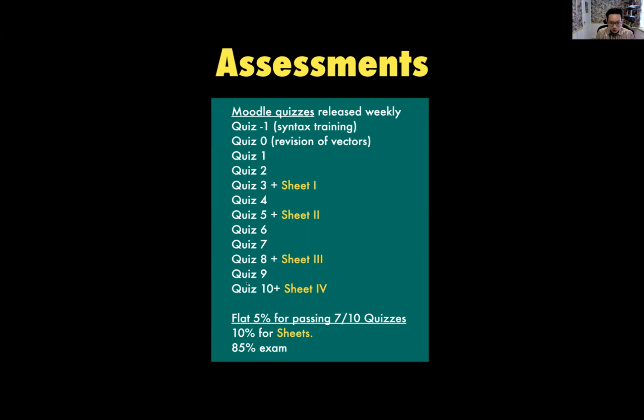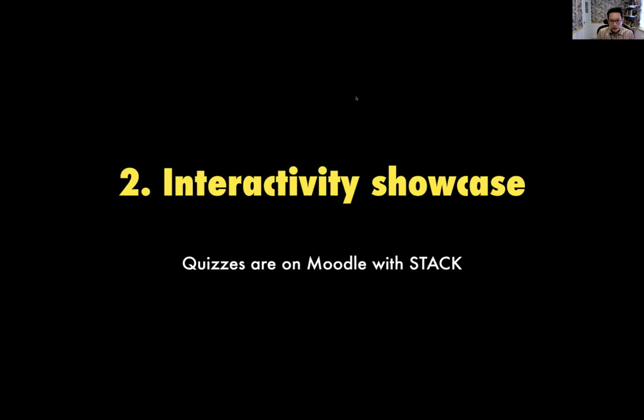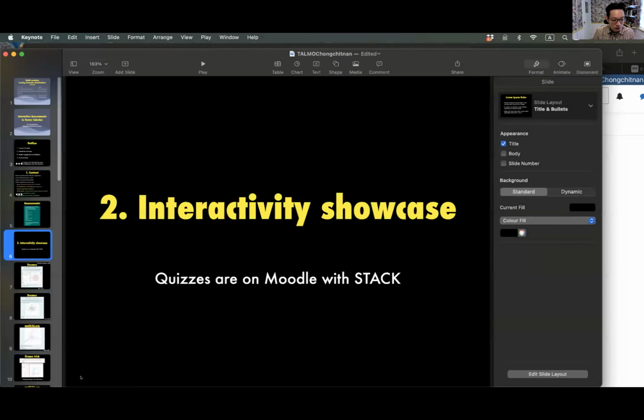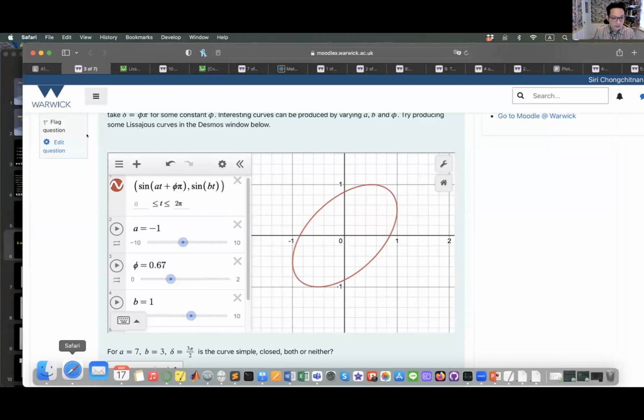The online quizzes are 5%, and you just need to pass them. You can try many times until you get a passing mark, and you just need to do 7 of them, and then you get the 5%, 10% for the traditional sheets, and 85% for the exam. Okay, so here is some of the interactivity that I've put into my module. I'm going to come out of the presentation and show you this on the actual Moodle.